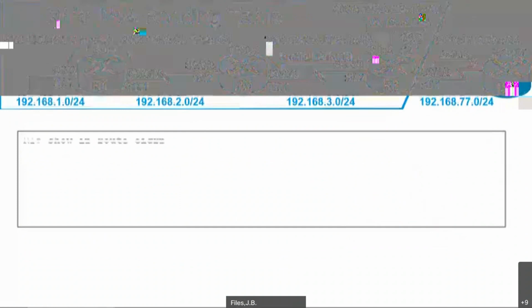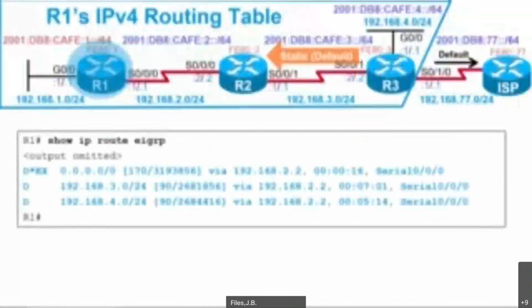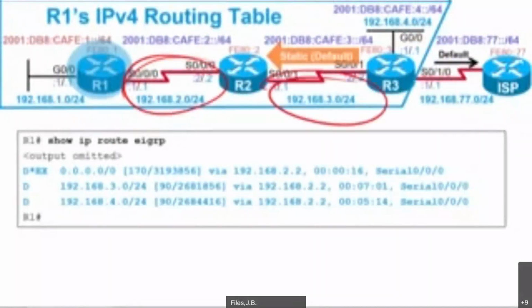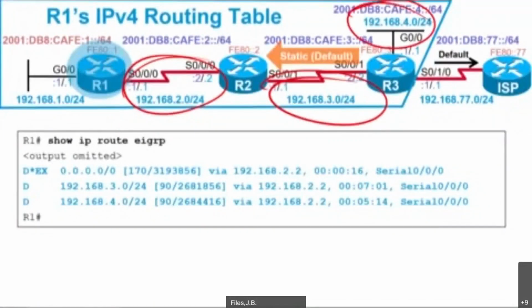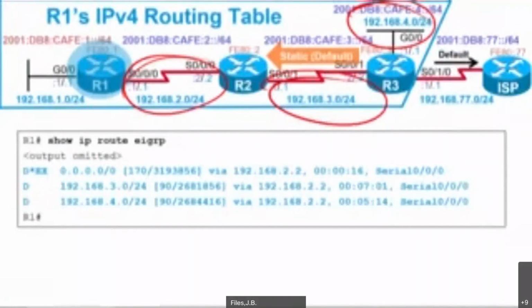So if we verify R1, we can see that we have 3 routes, right? This is directly connected, so that's not going to be an EIGRP route. Okay, so we've got this route, that one, I should say destination, along with the default route.